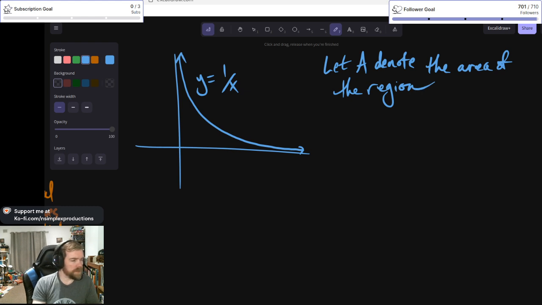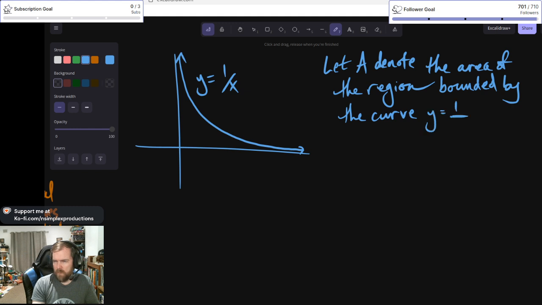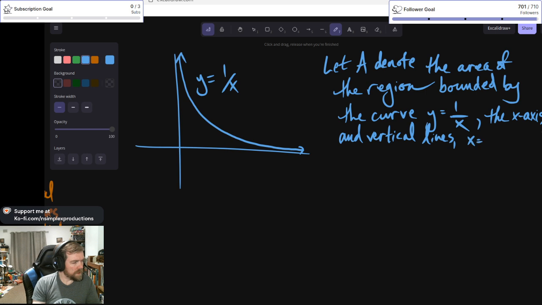Okay, this says, let A denote the area of the region bounded by the curve y equals 1 over x, the x-axis, and vertical lines x equals 1 and x equals a, where a is greater than 1. In terms of a is the area.